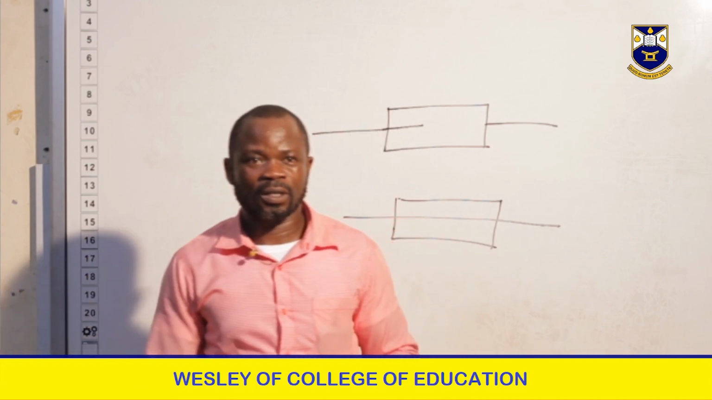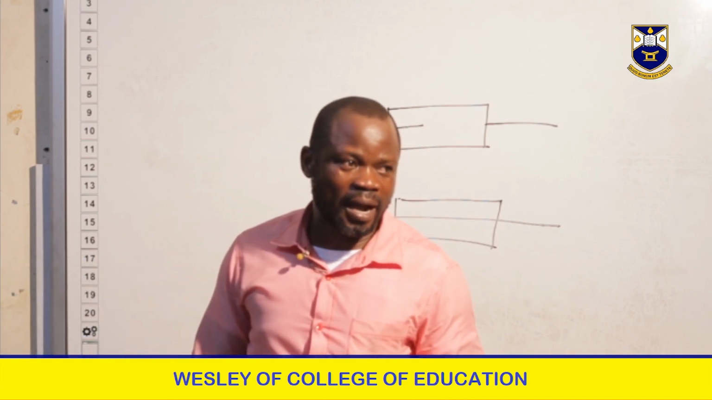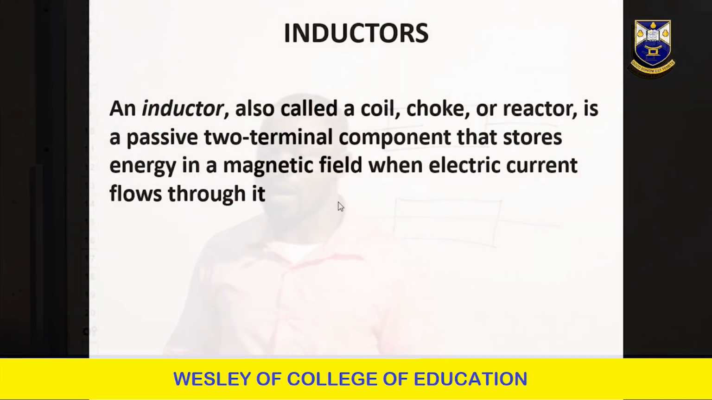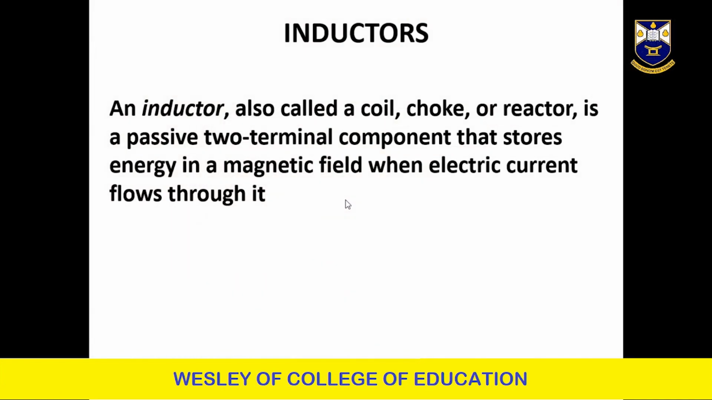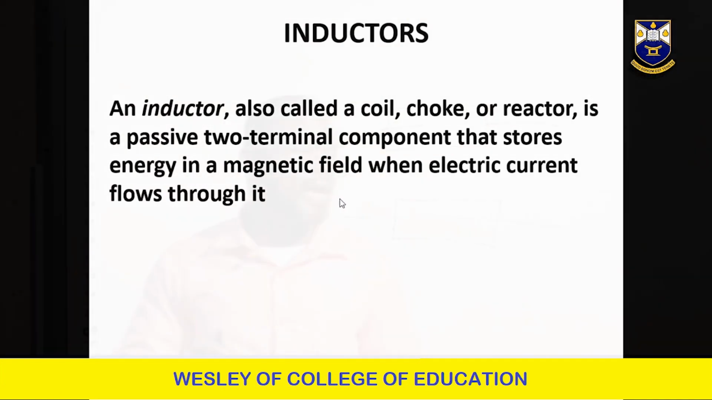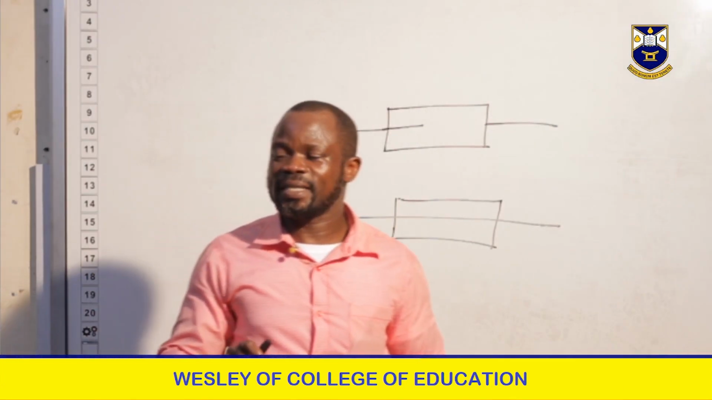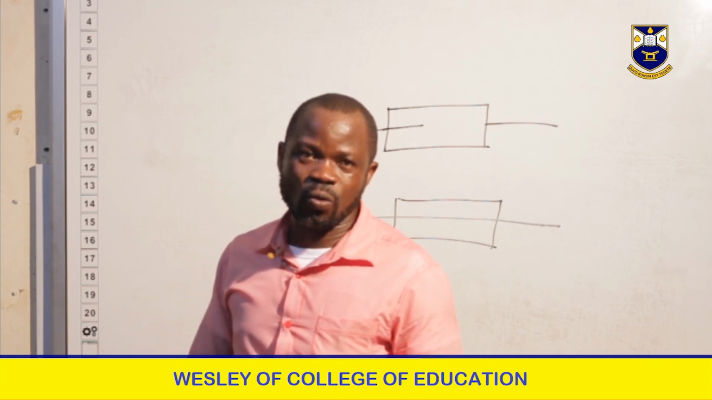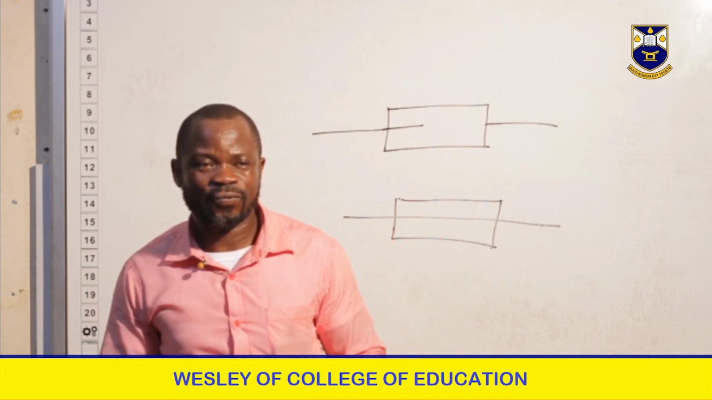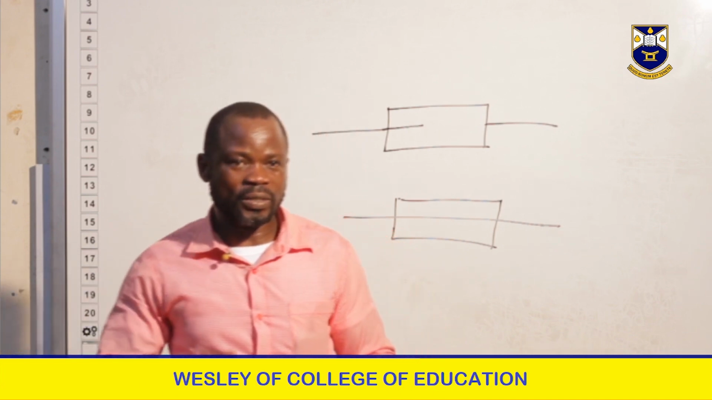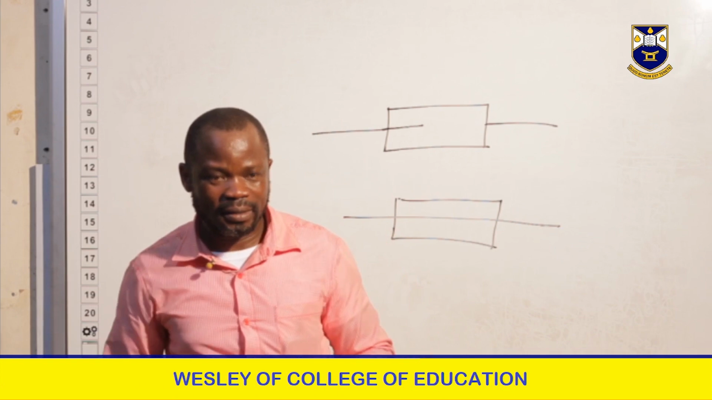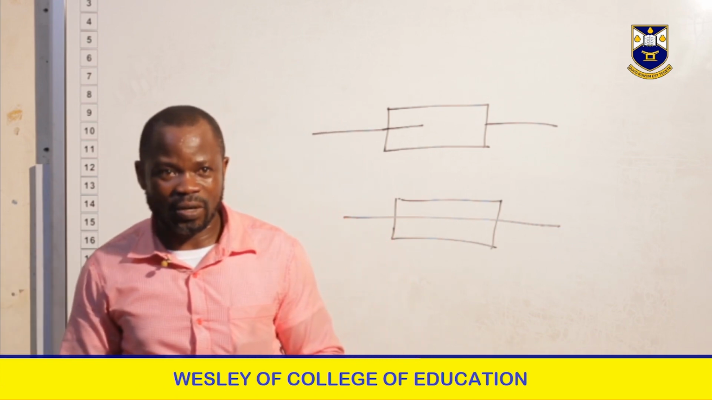Inductors. Inductors are sometimes called coils, or chokes, or reactors. An inductor is a passive two-terminal component that stores energy in the magnetic field when current flows through it. Basically, when you have a wire and you wind it around to form a coil, we say we have an inductor.